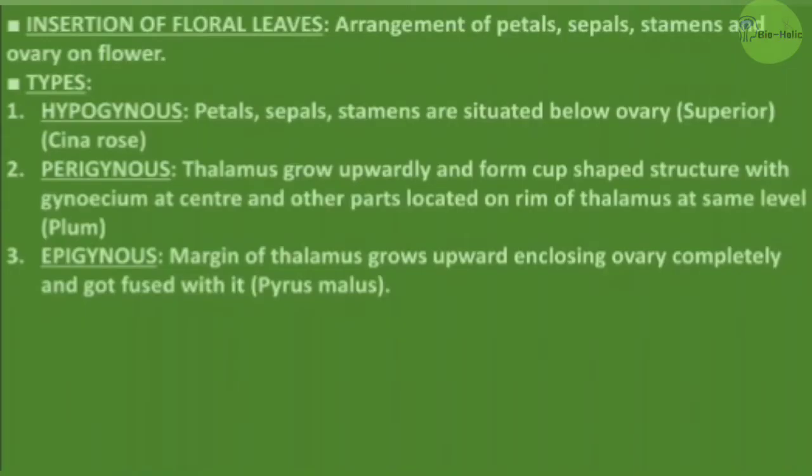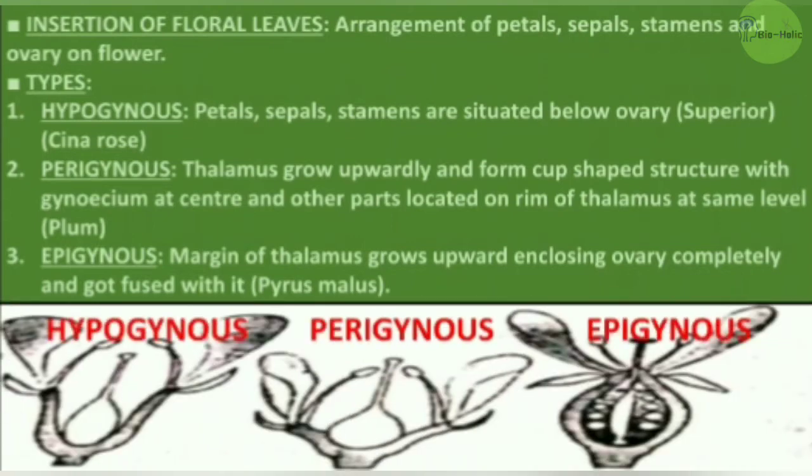Now, insertion of floral leaves. The arrangement of petals, sepals and stamens and the ovary on flower is called as insertion of floral leaves. They can be of many types: the hypogynous, the perigynous and the epigynous. Hypogynous, perigynous and epigynous.